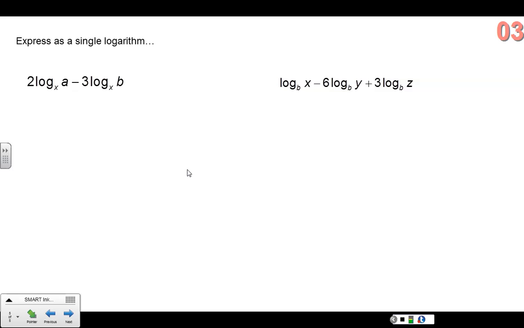Now we can reverse the process. If I give you the expanded version, you should be able to write, using the log laws, these as one logarithm. So in 2 log base x of a minus 3 log base x of b. So it's log base x, we know that.